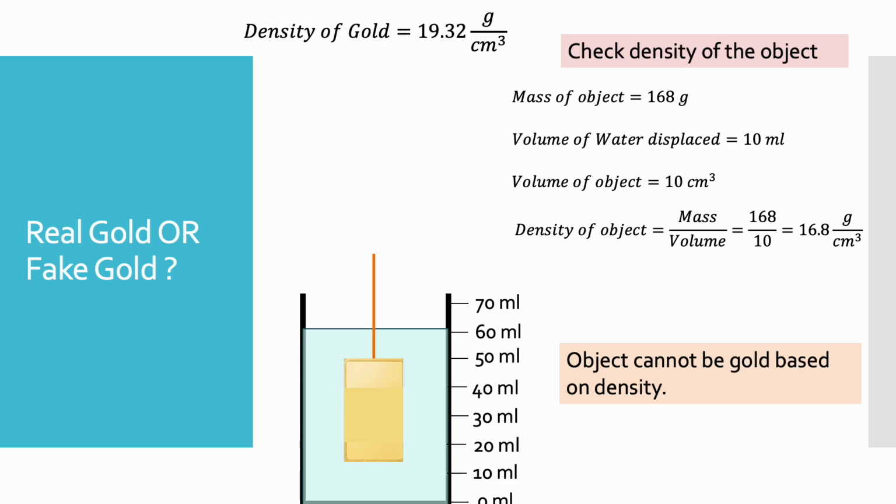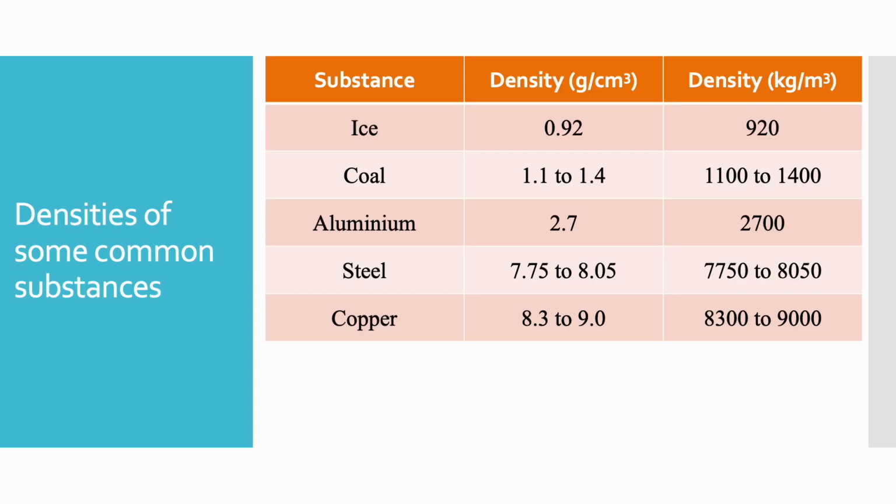This is a great example of how density helps us identify materials without even needing to cut them open or damage them. So if something is claimed to be gold, always check its density. It's one of the most reliable tests. Let's take a look at the densities of some common substances that we may encounter in everyday life. This table shows density values in 2 units, gram per centimeter cube and kilogram per meter cube, the SI unit. Let's go through a few examples.